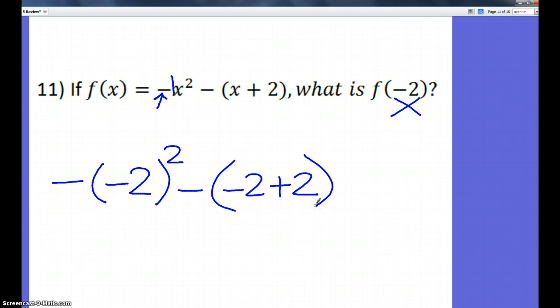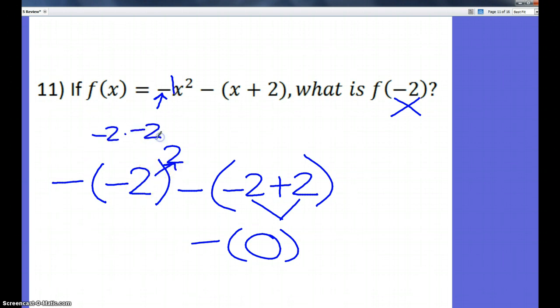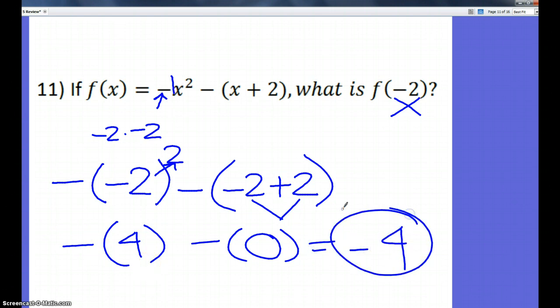Well, I know parentheses comes first, and here I can do negative 2 plus 2 is 0. That's really nice and easy. I don't need the parentheses anymore if I didn't want to, but I left them. Negative 2 squared is negative 2 times negative 2, which is positive 4. But there is still this negative on the outside that comes down. So I got negative 4, take 0 away. That's negative 4. Answer.